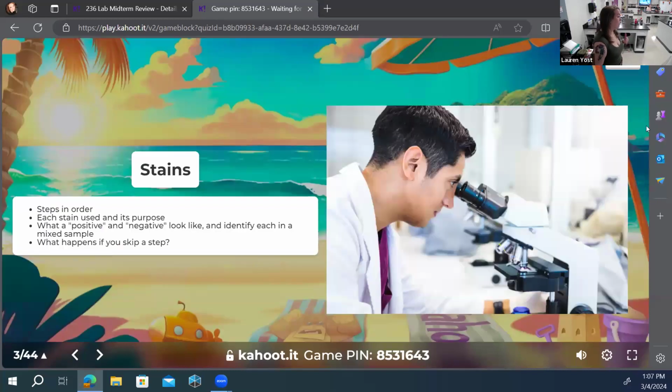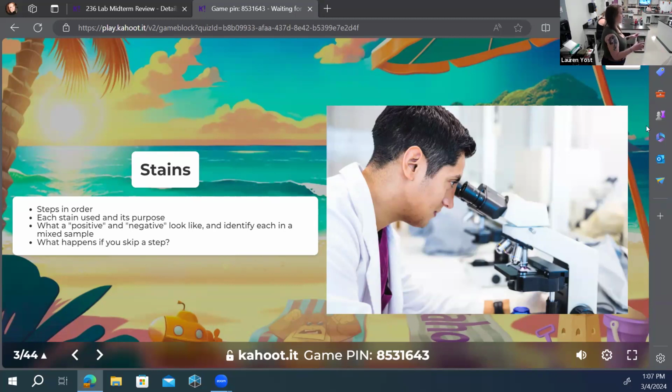All right, moving on to the stains. For the stains, you're going to want to know the stains in order. I think I list all of them at the end, when we go through some of the questions for them in a moment. But what stains you would be using in order. The steps, I don't care about how long they sit on there. I don't care about water rinses or anything like that. But I do want you to be aware of those steps, each stain and what its purpose is.